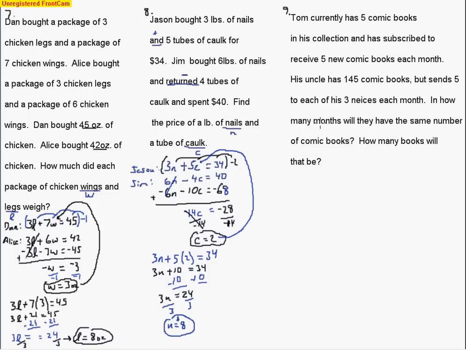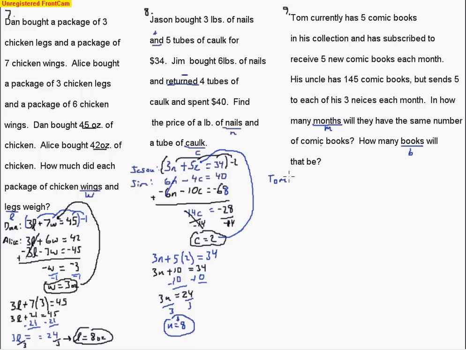So there it is. There's our question. How many months? We don't know. So let's assign a variable there, m. Will they have the same number of comic books? How many will that be? So how many books will that be? So we'll call that b. So let's go ahead and write an equation for each of these.